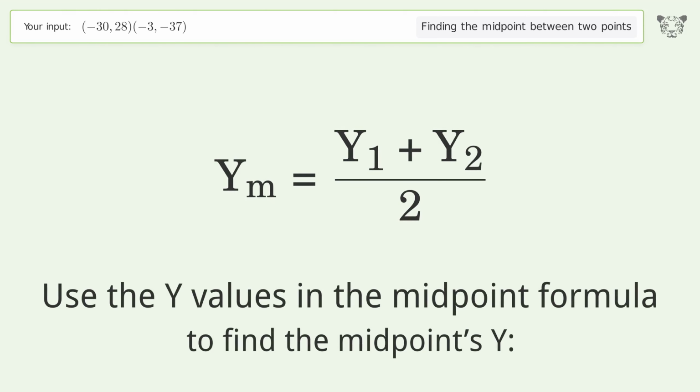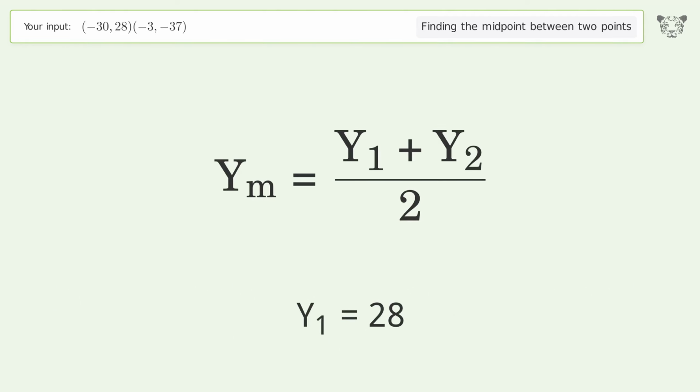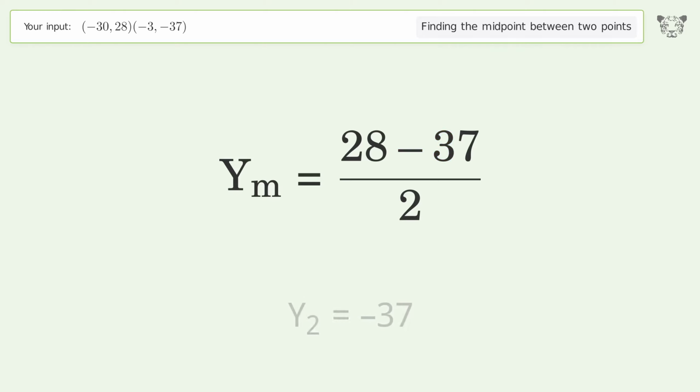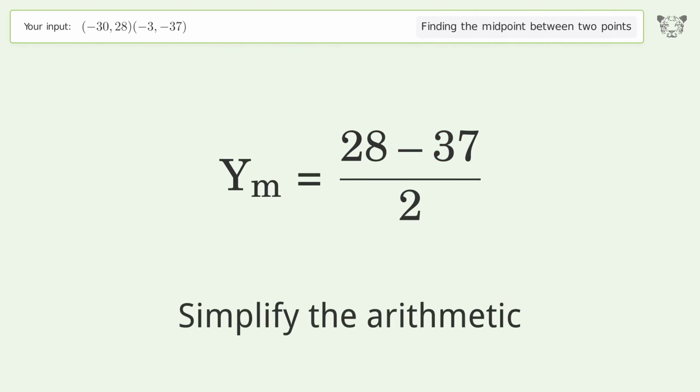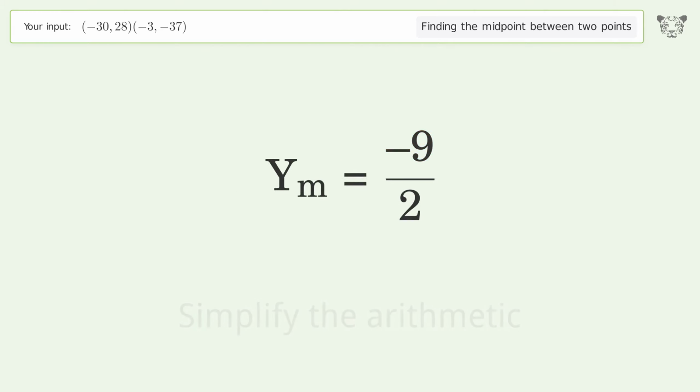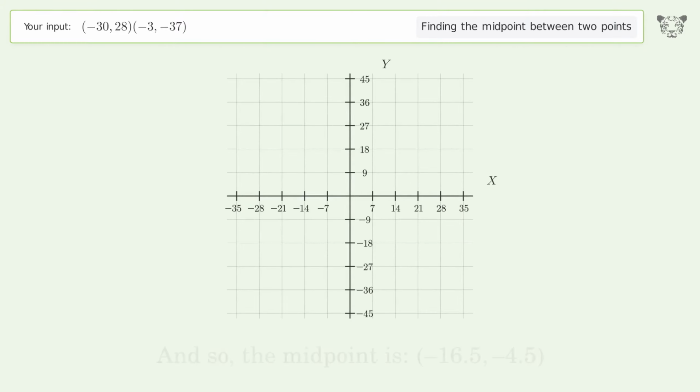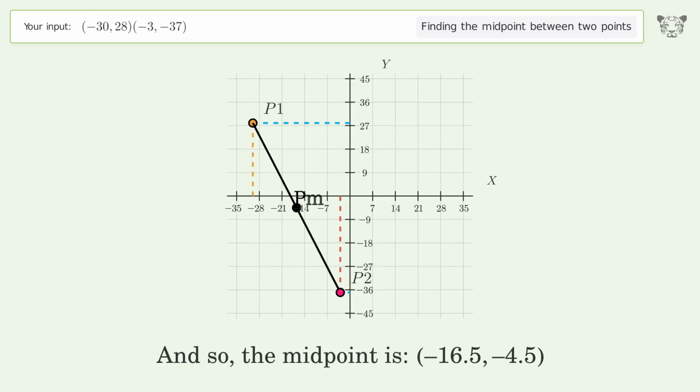Use the y values in the midpoint formula to find the midpoint's y. y1 equals 28. y2 equals -37. Simplify the arithmetic. And so, the midpoint is -16.5, -4.5.